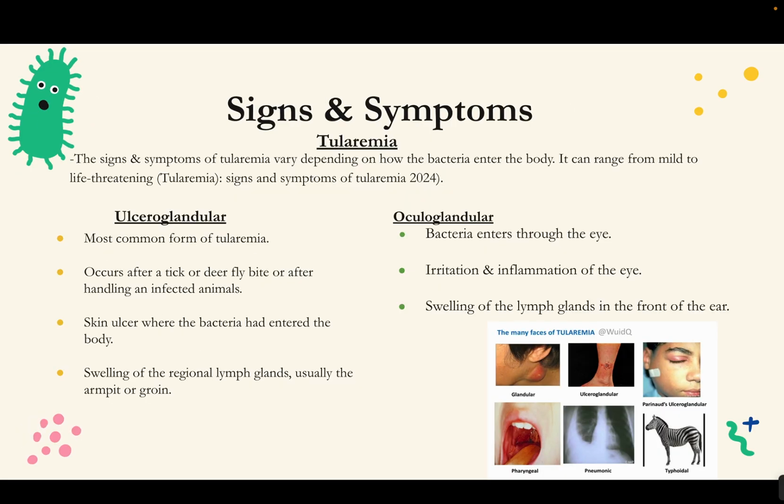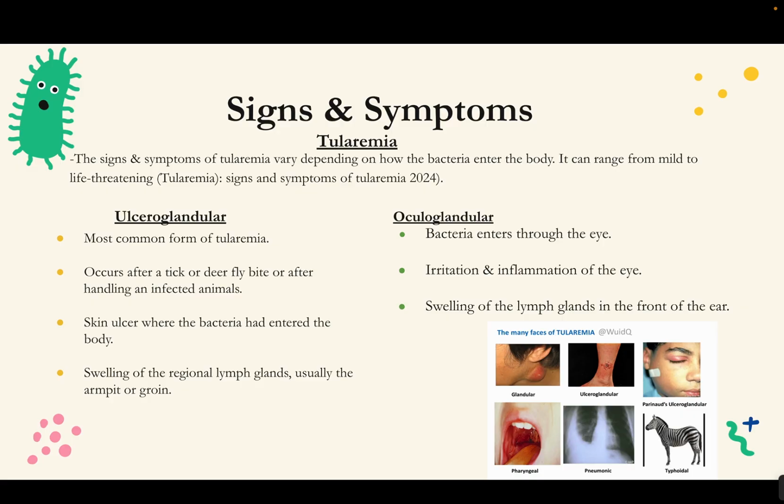Signs and symptoms of tularemia. The signs and symptoms vary depending on how the bacteria enters the body. It can range from mild to life-threatening. Ulceroglandular, the most common form of this disease, occurs after a tick or deer fly bite or after handling an infected animal. A skin ulcer appears where the bacteria entered the body, with swelling of the regional lymph glands, usually in the armpit or groin.